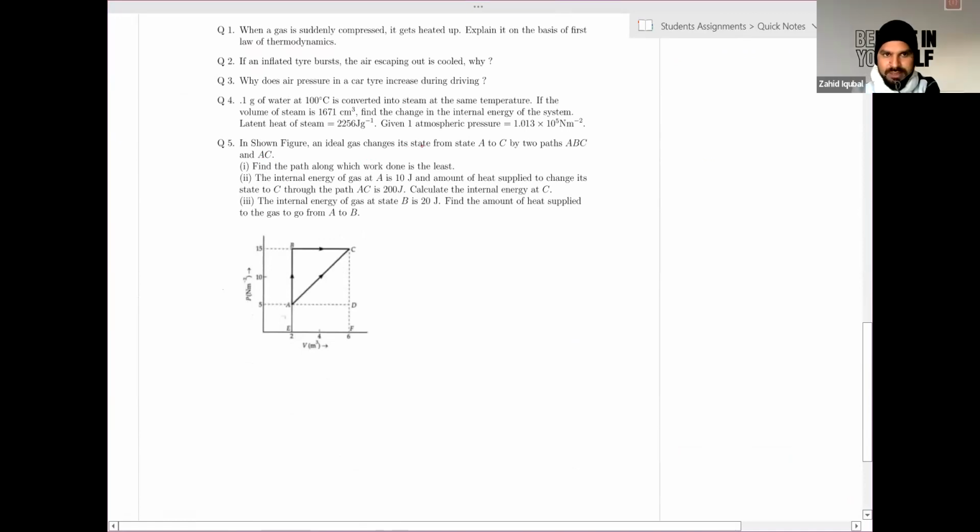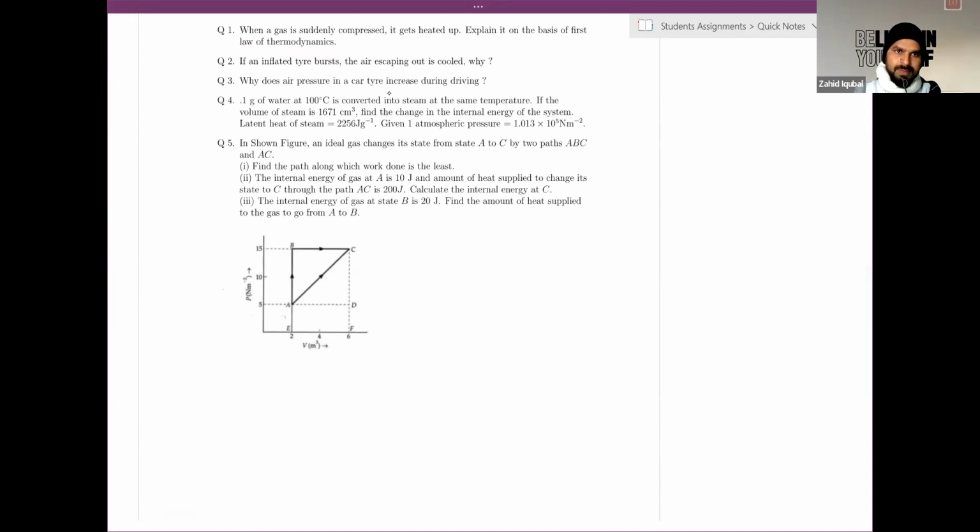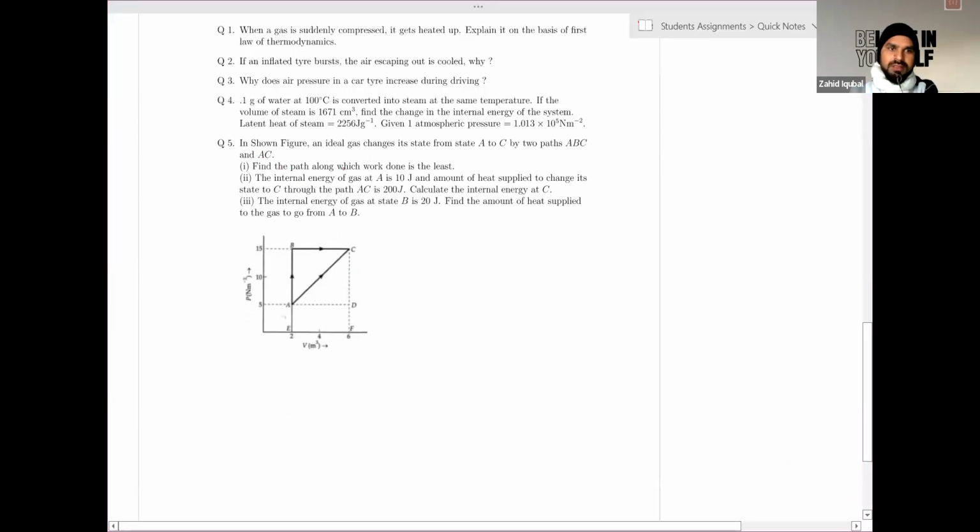In the figure, an ideal gas changes its state from A to C by two different processes. First, along ABC, and next, directly along A to C. So we have to find the path along which work done is least. So you will simply say, let's say for ABC, pressure versus volume. If you draw a vertical line, the total area inscribed in this process on going from A to C along this path will be about this much.